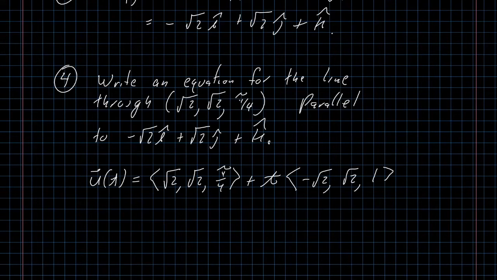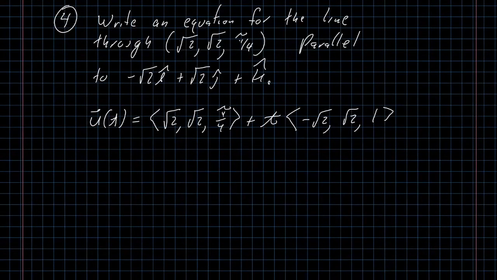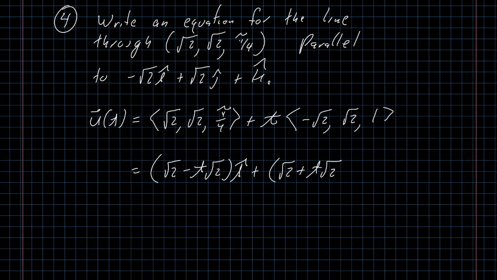And expanding that out, writing it in unit vector notation if we want to, root 2 minus t root 2 i, root 2 plus t root 2 j, pi over 4 plus t. Okay. All right. That is our vector valued function whose graph is going to be the line tangent to the curve at the point of interest.